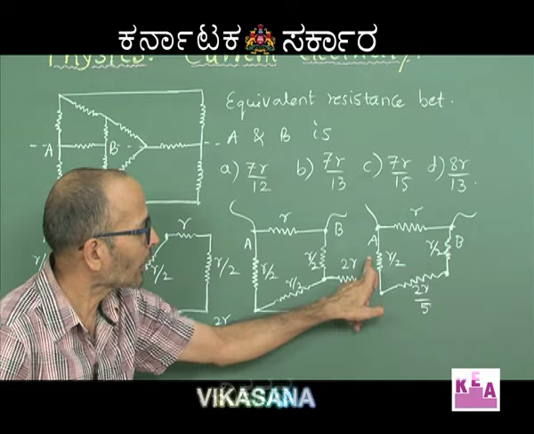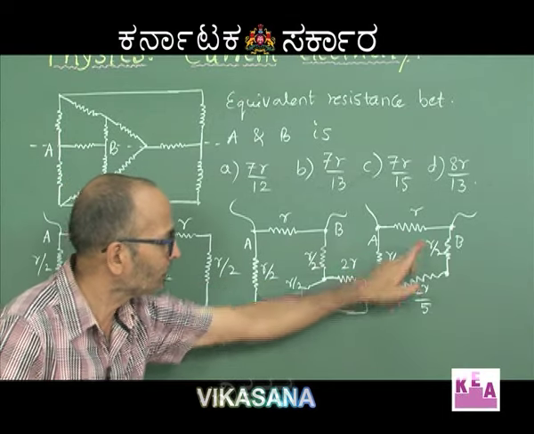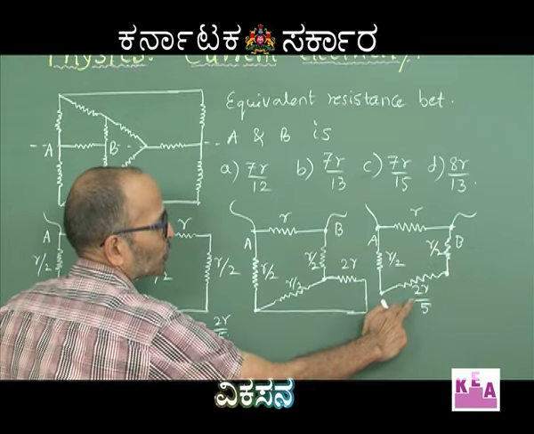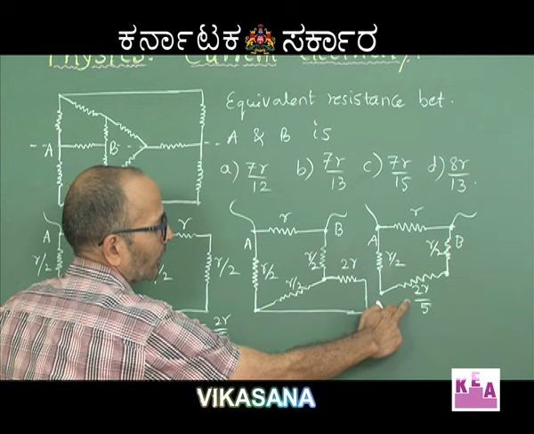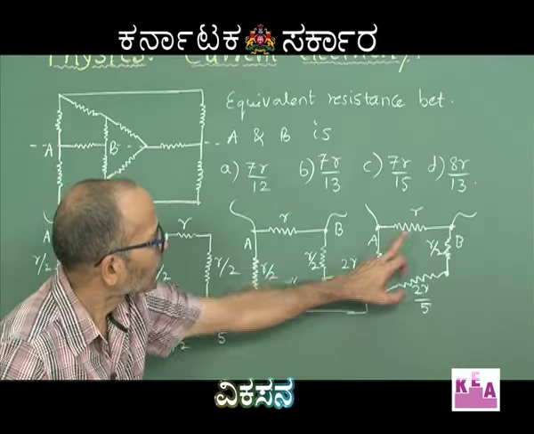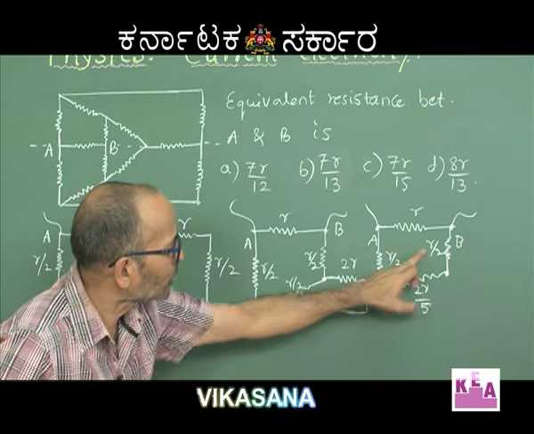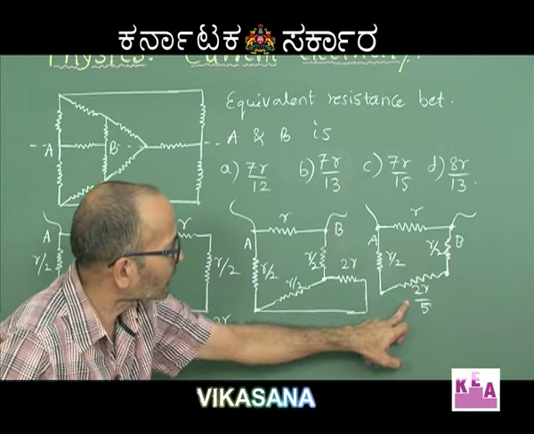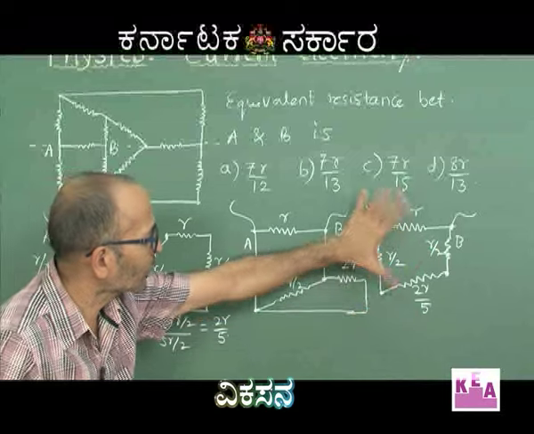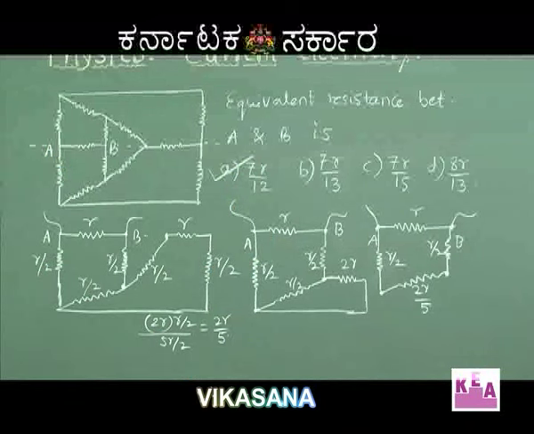So this R and these 3 are in series. This R and these 3 in series are in parallel. R by 2 plus R by 2 is R, R plus 2R by 5 is 7R by 5, and 7R by 5 and R are in parallel. So this R is in parallel with R by 2 plus R by 2 and 2R by 5. See, R by 2 plus R by 2 is R, R plus 2R by 5 is 7R by 5, and 7R by 5 and R are in parallel. So if you take them in parallel, you will get 7R by 12. So A is the right option.